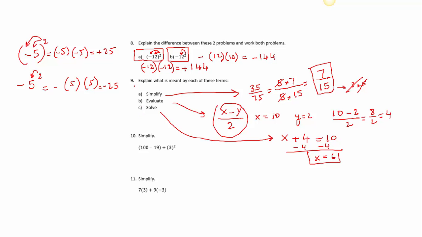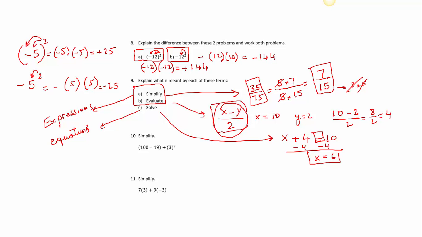So notice that simplify and evaluate deal with expressions, whereas solve deals with equations. Equations are where we have an equal symbol. When I said simplify 35 over 75, there was no equal symbol. When I said evaluate x minus y over 2, there was no equal symbol. So simplify deals with expressions, solve deals with equations.